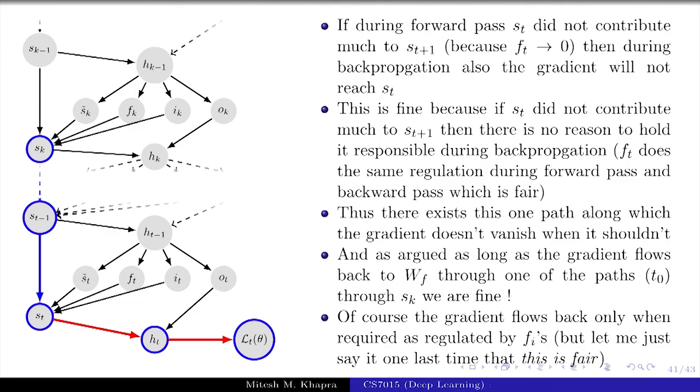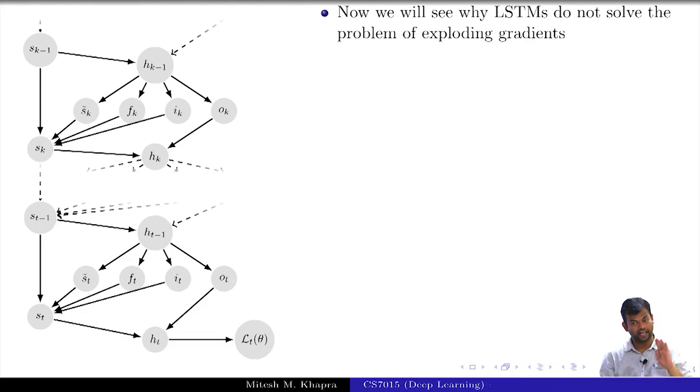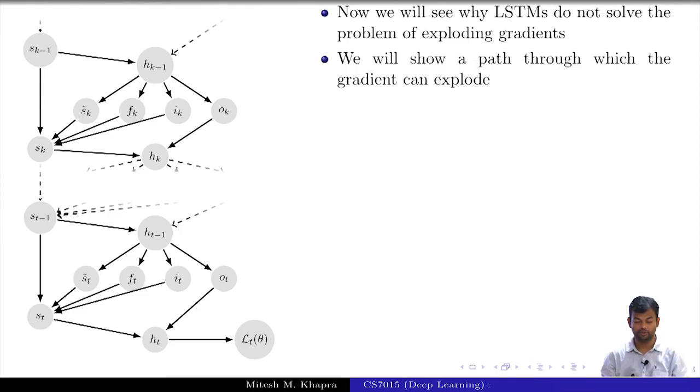And this is fair, because if you are regulating the same thing in the forward as well as the backward direction, then you are not doing anything wrong. Okay. Now that is a proof for LSTM solving the vanishing gradient problem, or in other words, the gradients vanish only when required and not unnecessarily or arbitrarily as happens in the case of RNNs. Now we will show that there exists one path along which the gradients can explode, right? So let us show that path.